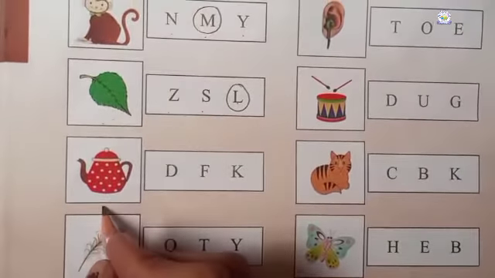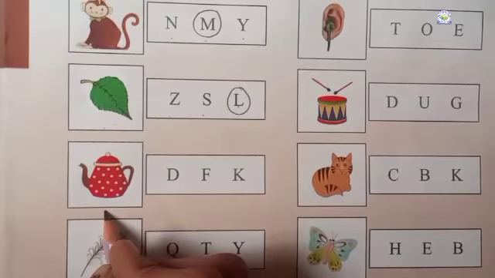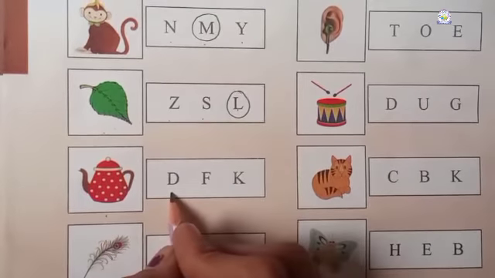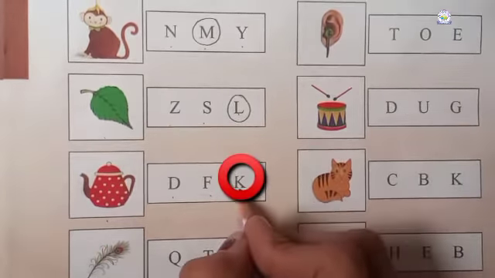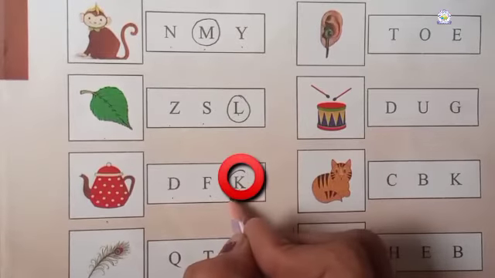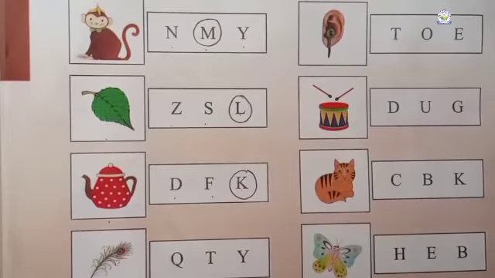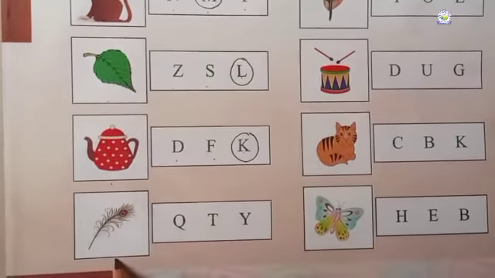See the next picture. Which picture is this? This is cattle. K for cattle. So we have to circle K. This letter is D. This letter is F. This letter is K. So we have to circle K.